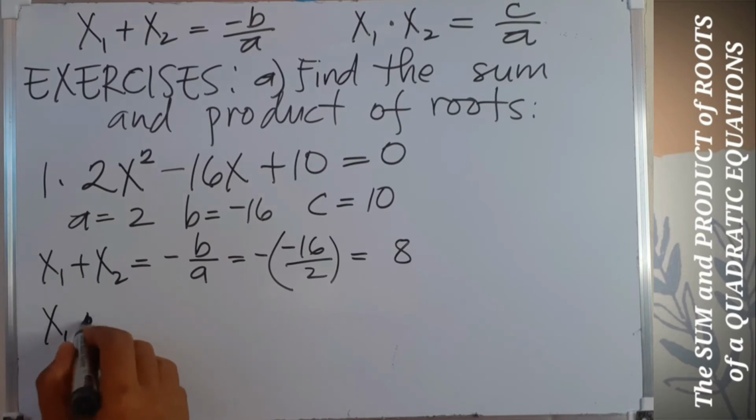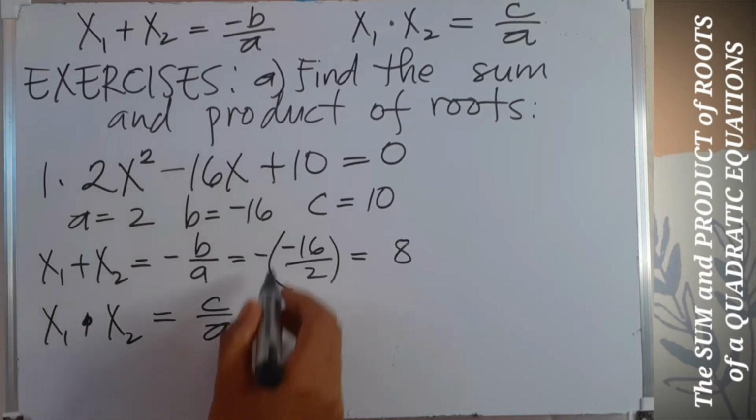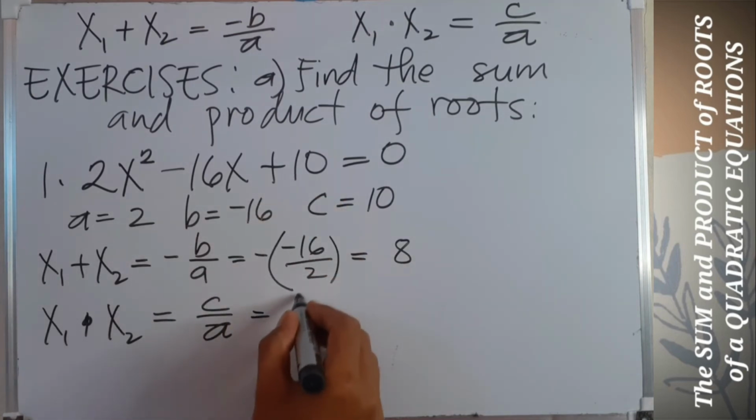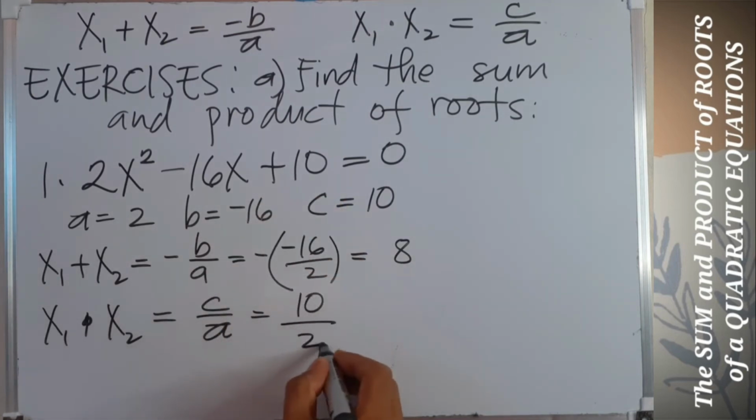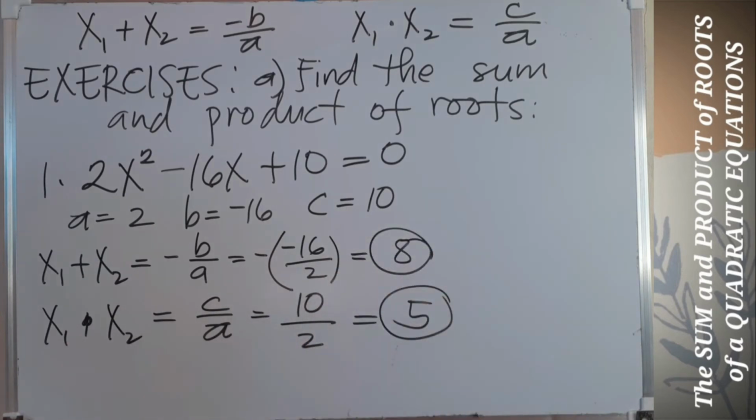The product of the roots equals C over A. C is 10, A is 2, so we have 5. Therefore, the sum is 8, the product is 5.